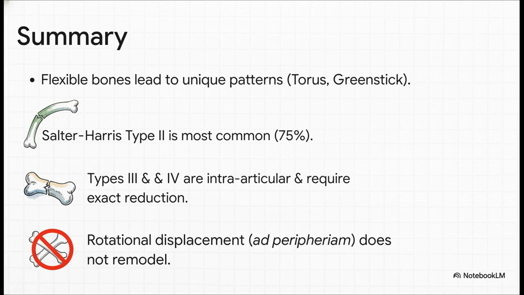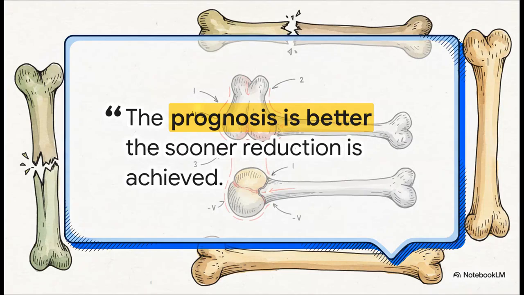It doesn't remodel. And this all comes back to a fundamental rule in pediatric orthopedics, the Mercer Rang rule. It's simple. The prognosis is better the sooner reduction is achieved. For any of these injuries, but especially those involving the growth plate or the joint, getting it back in place early and accurately is the key to preventing long-term problems.